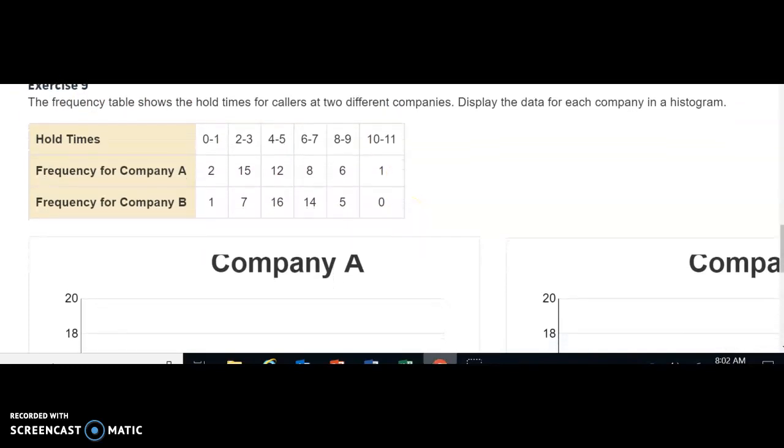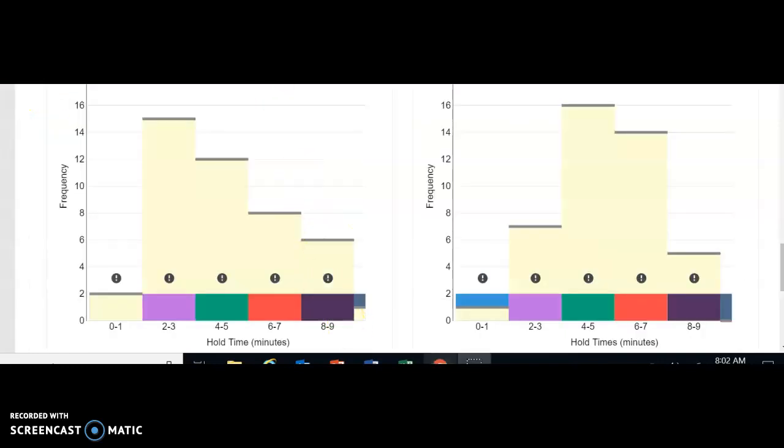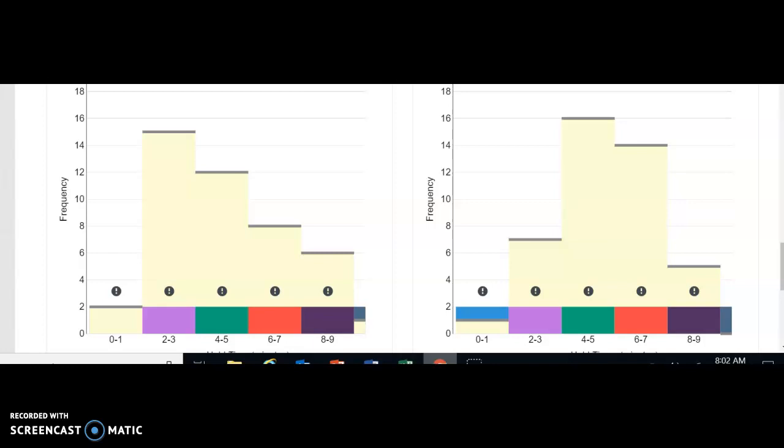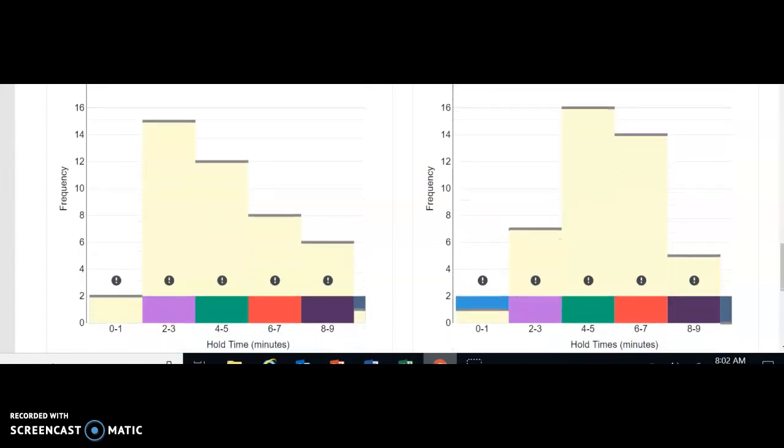Okay, exercise number 9. The frequency table shows the hold times for callers at different companies. Display the data for each company in a histogram. So we have hold times, and then we have frequency for company A and frequency for company B. So now we're just going to plot these in. For company A, 0 to 1 minutes is going to be 2. The frequency of 2 to 3 minutes is going to be 14 to 16 people, and then et cetera, et cetera. So you're just plotting these in.